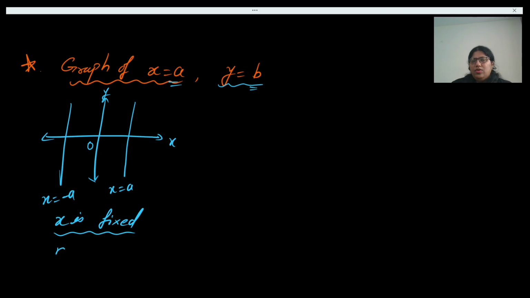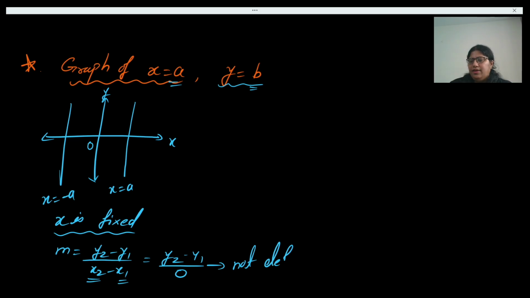That means the gradient is not defined, right? Because you know that the gradient is y2 minus y1 divided by x2 minus x1. Now x1 and x2 are fixed, representing the same value. That means for any y value the denominator is 0. That means whenever there is a vertical line, the gradient is not defined, right? We will never get any gradient if it is parallel to the y-axis.